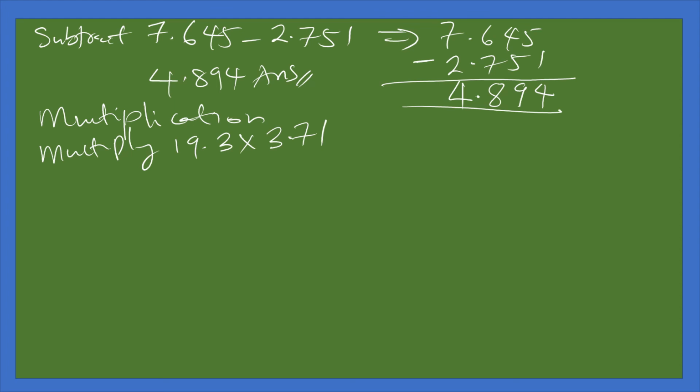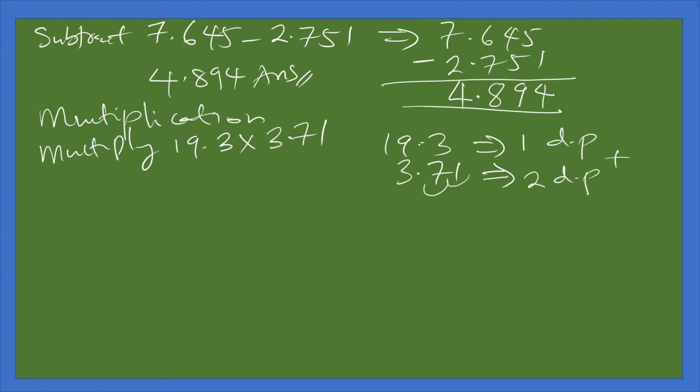Let me give you just one key point here again. Whenever you have a situation like this, to make it very easy, first of all, how many decimal places do we have? For 19.3, we have what? 1 decimal place. Now, for 3.71, we have how many decimal places? 1, 2. We have what? 2 decimal places. So add these 2 decimal places. What do you now have? 3 decimal places. So your final answer must be what? Must have 3 decimal places.